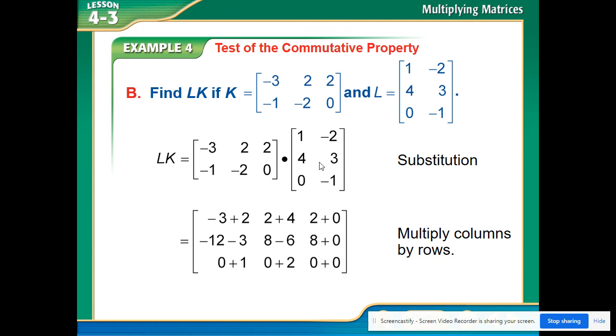And what that ends up giving us is a 3 by 3. But the 2's are in the middle, so we're only going to do groups of 2. So LK, we have to use these rows because L's first, and then these columns. So 1 with -3 and -2 with -1, giving us that first spot. And then row 1 with column 2 for this middle one, and then row 1 with column 3.